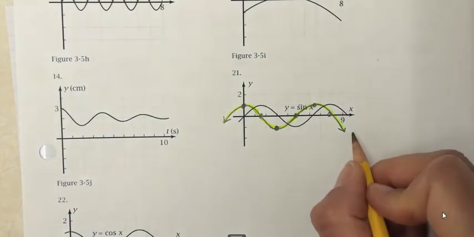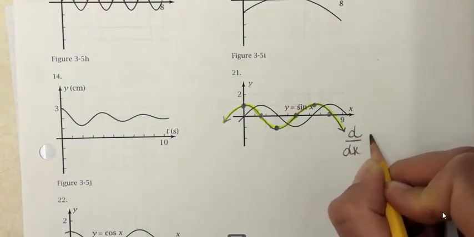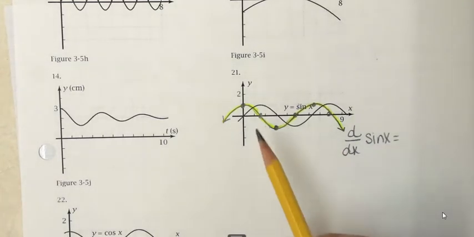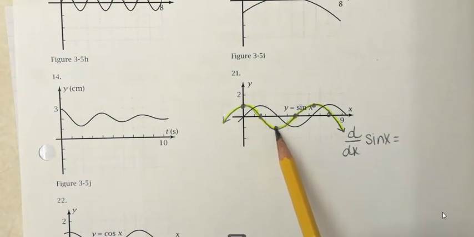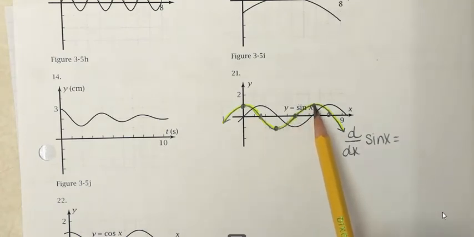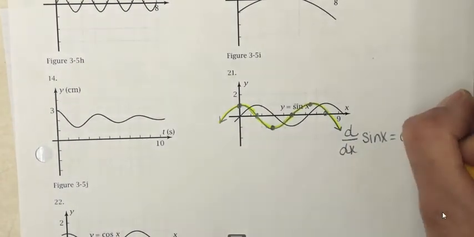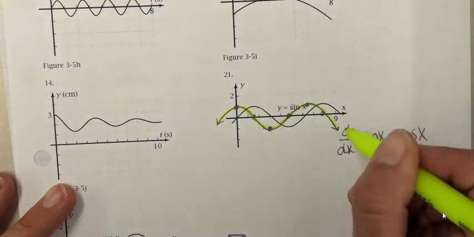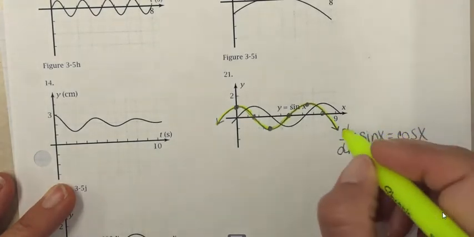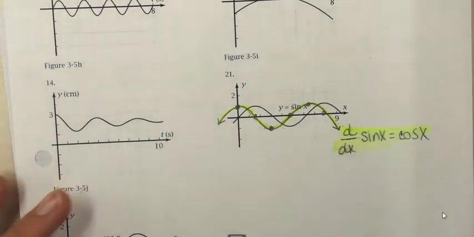So this yellow is the derivative with respect to x of sine of x. And this should look very familiar to you. Your y-intercept starts at 0, 1. Then you head through the x-axis down to -1, up through the x-axis, back up to +1. So this happens to be the cosine function. When you take the derivative of sine of x with respect to x, you get cosine of x. You can derive this each time, or you can memorize this, and I would highly recommend memorizing this.